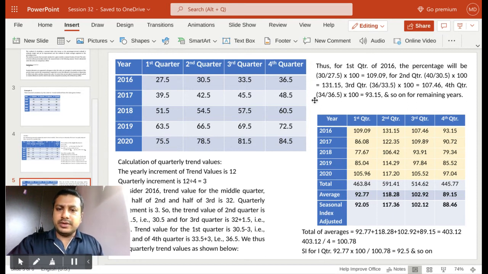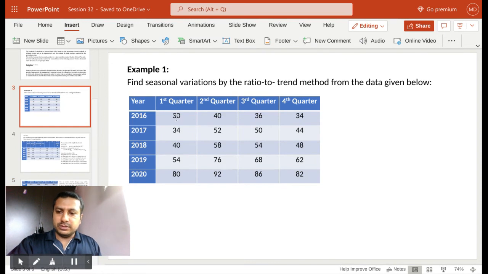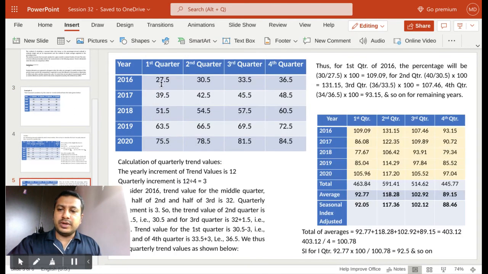Now, for first quarter 2016, for the percentages, you have to use the values which are given in the problem. The trend value we got is 27.5, and the value given in the problem is 30. So 30 divided by 27.5 into 100, you have to do to calculate the percentage value. So the first quarter value will be 109.09.